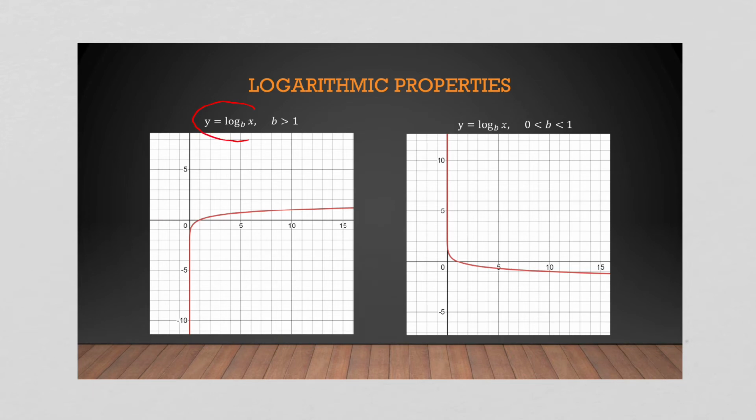Here you have a log of base b, where b is greater than 1. So that means you've got log of 2, base 2. And now just consider converting from log form into exponential form. You get 2 to the y equals x. So just consider running this as inputting y values instead of x values.